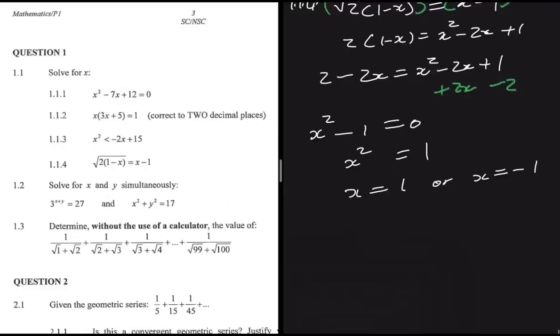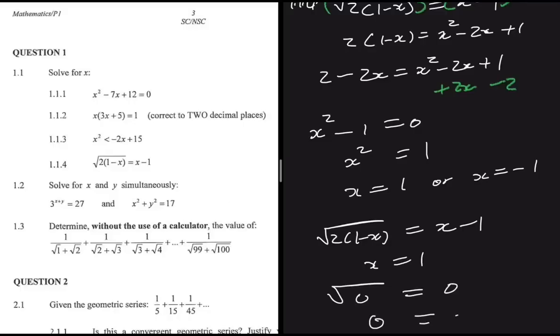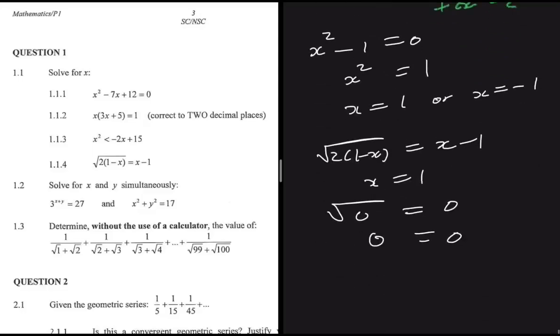We have the square root of 2, 1 minus x being equal to x minus 1. So when x is equal to 1, what are we going to get? We're going to get the square root of 2 times 1 minus 1. So we just get 0, right? Being equal to 0 essentially. So 0 is equal to 0. So when x is equal to 1, there's no issues arising. What about when x is equal to minus 1?